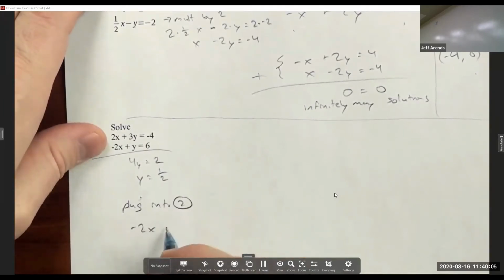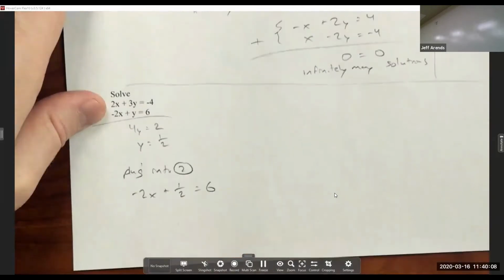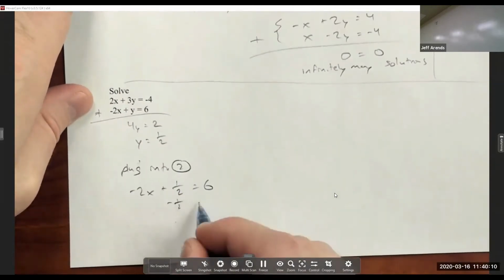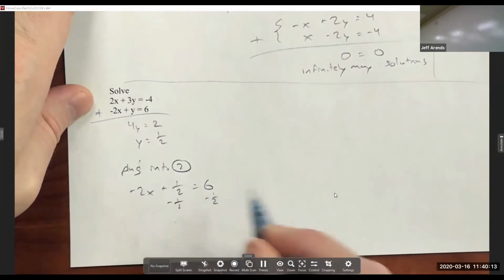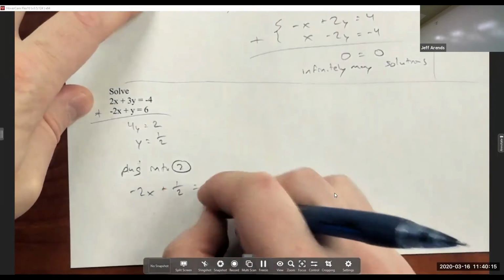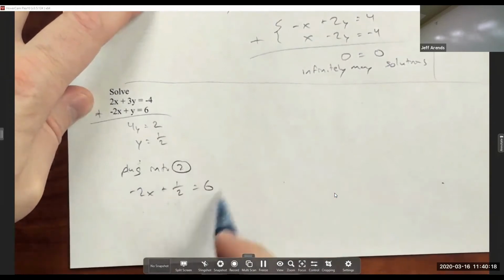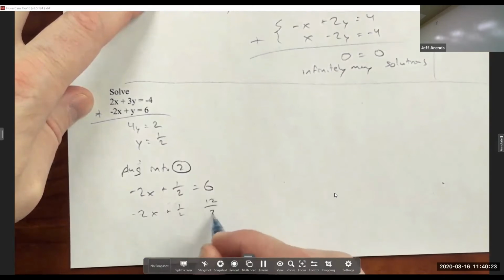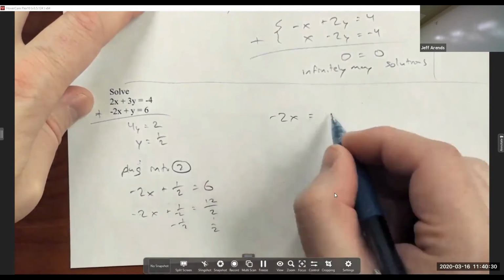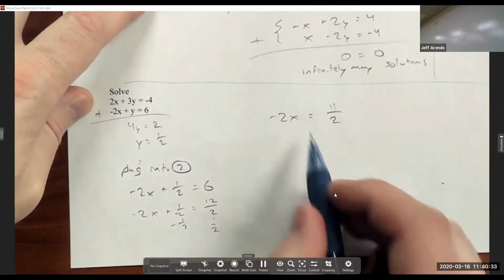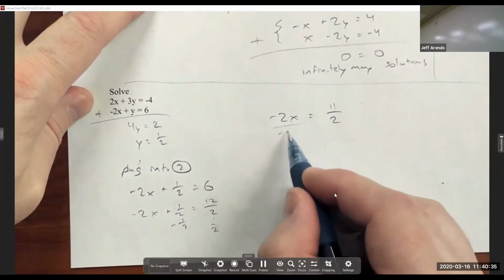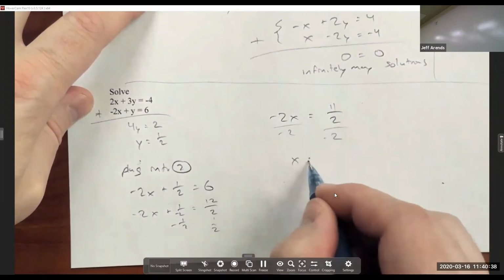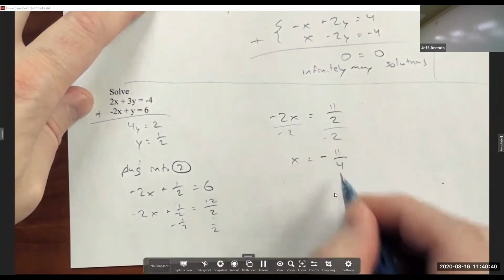We get negative 2x plus 1/2 equals 6. When I subtract 1/2 from both sides, actually, before I do that, I'm going to think of this 6. Since I'm going to be adding a fraction, I'm going to think of this 6 not as a 6, but as 12 halves, so that it has the same denominator. So when I subtract 1/2 from both sides, I end up with negative 2x equals 11 halves. And to finish solving this, I want to divide both sides by negative 2, which gives me x equals negative 11/4.